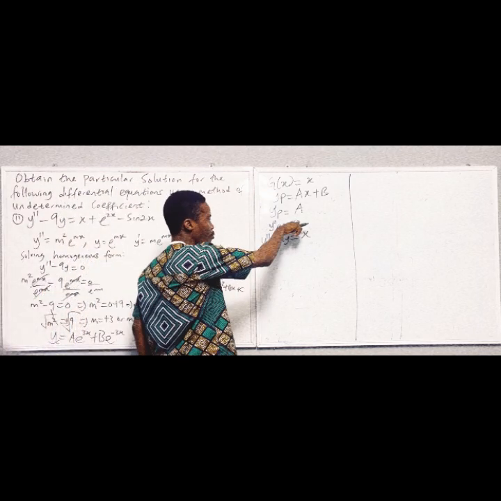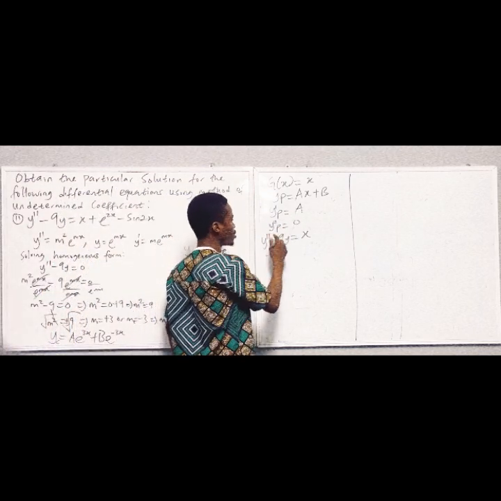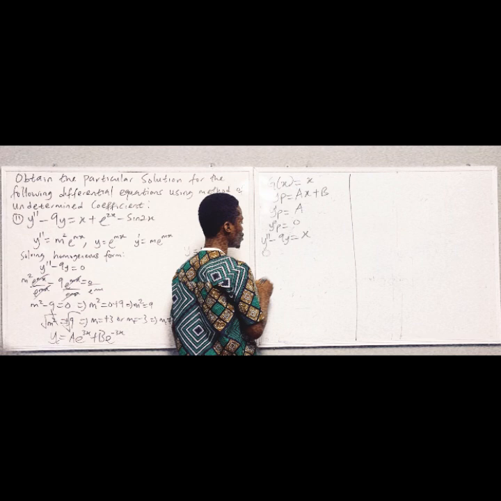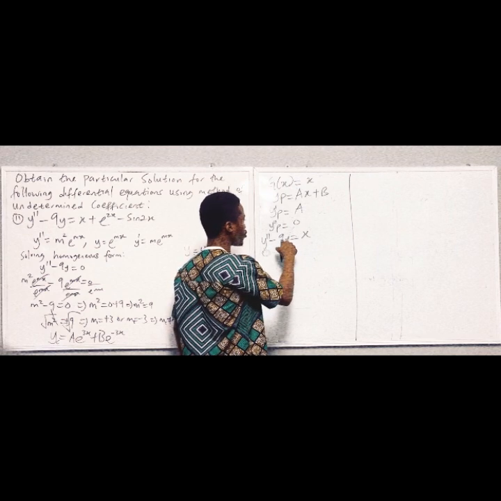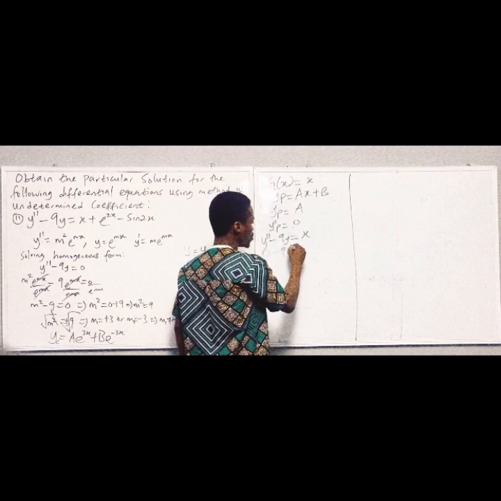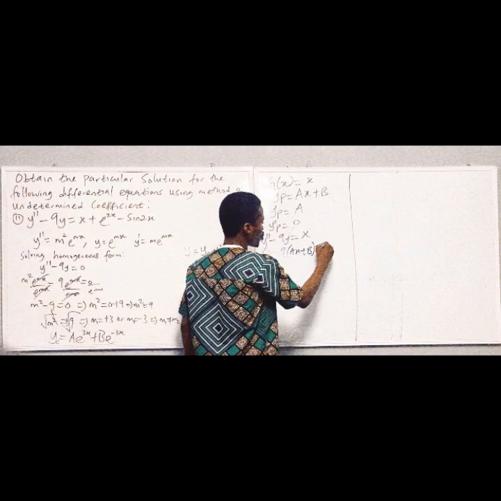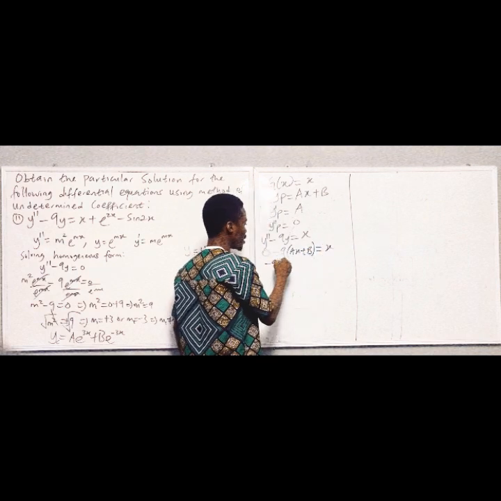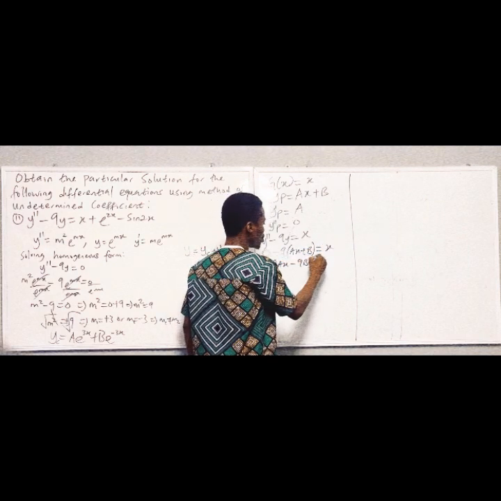So what's my y prime prime? My y prime prime is 0. My 9 is what? 9y. What's my y? Ax plus b. Ax plus b is equal to what? x. So I'm going to have minus 9ax minus 9b is equal to x.